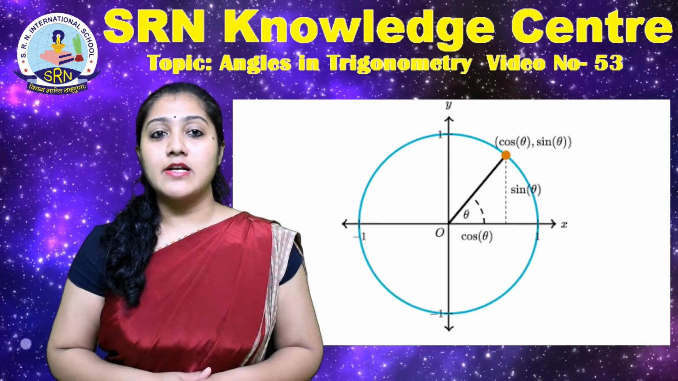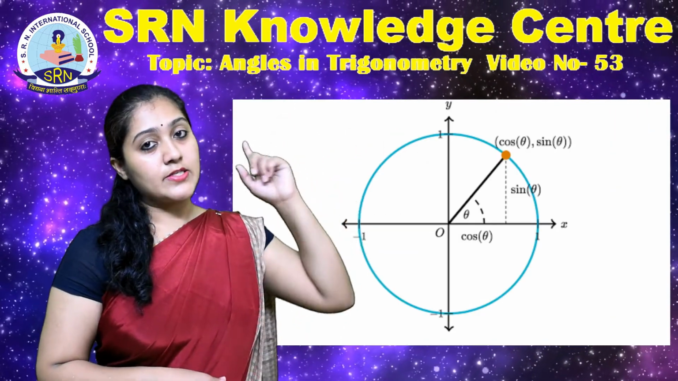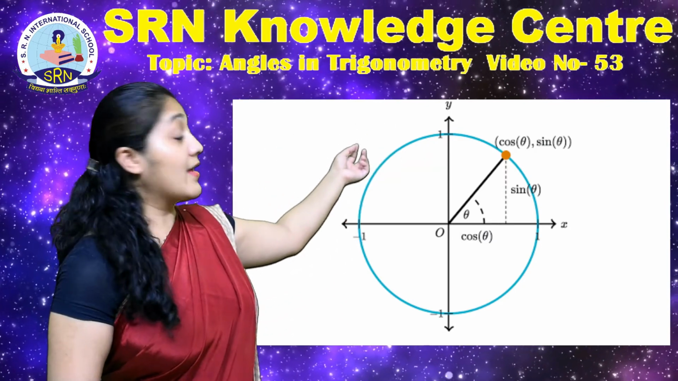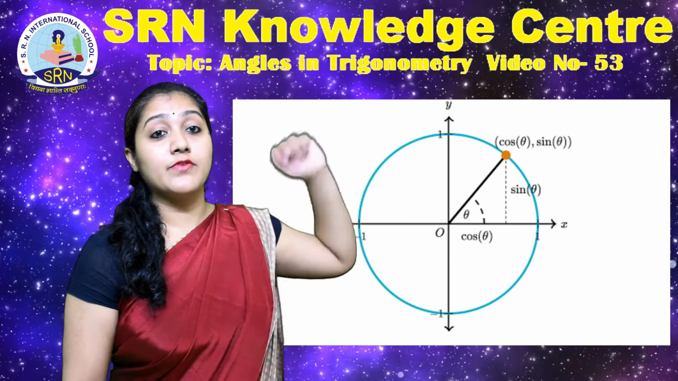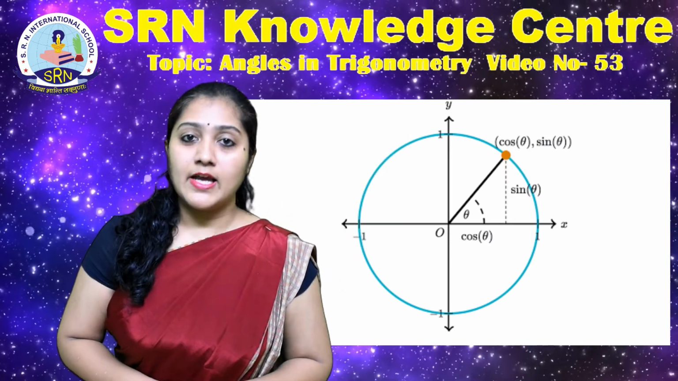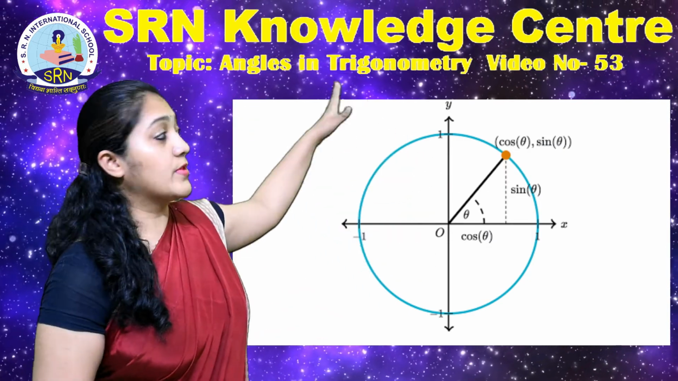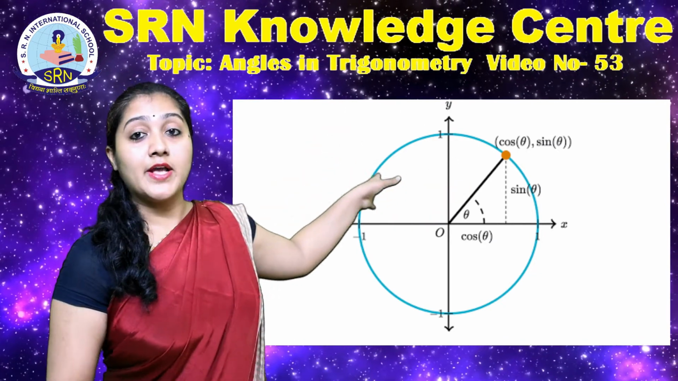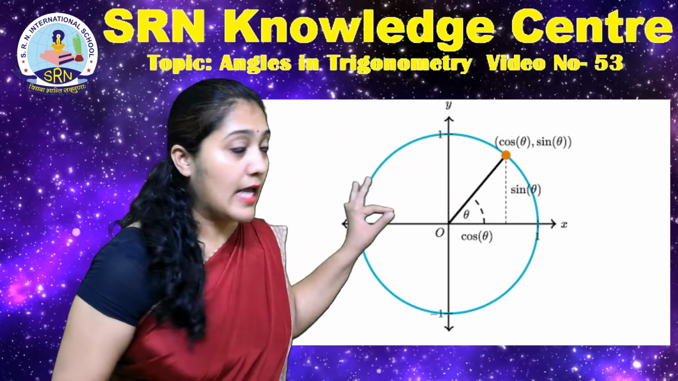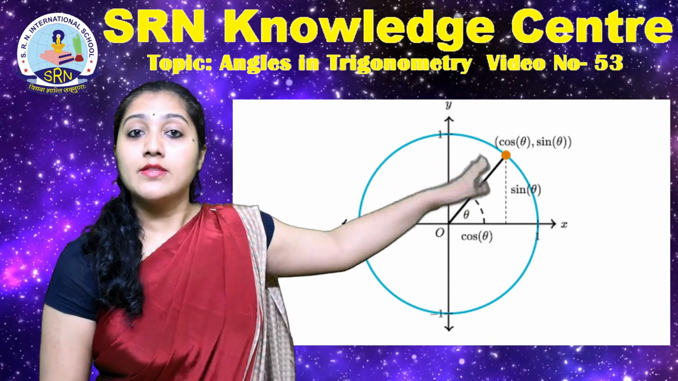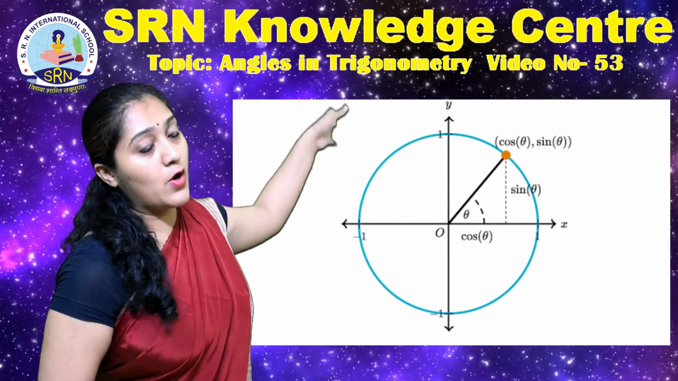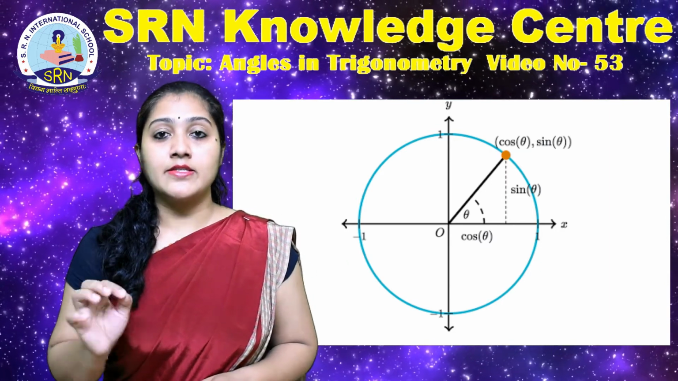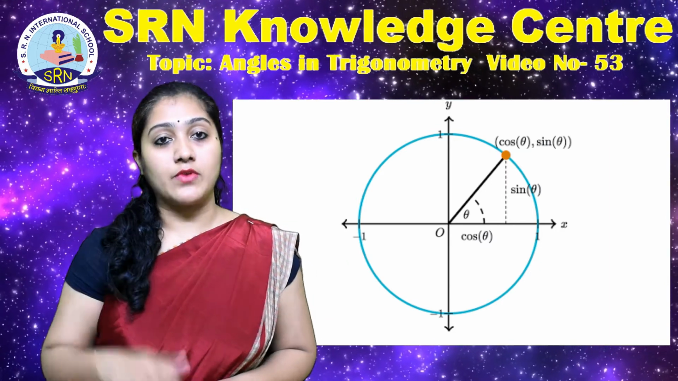Let us again consider the unit circle placed in such a way that its center coincides with the origin and a point P on the circumference of the circle. Let that ray make an angle theta with the positive x-axis. The cosine of theta, written as cos theta, is the x coordinate of P. The sine of theta, that is the y coordinate of P. The tangent of theta, written tan theta, is the slope of the ray.